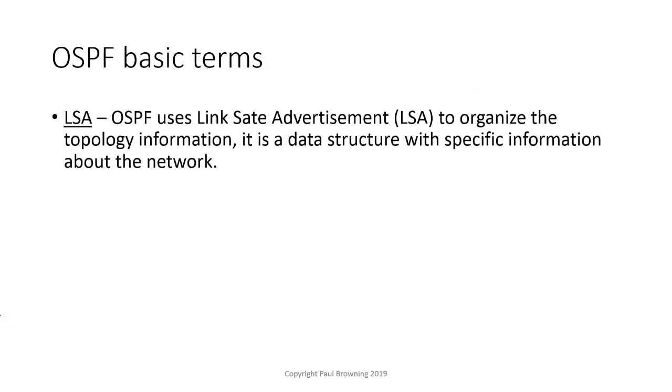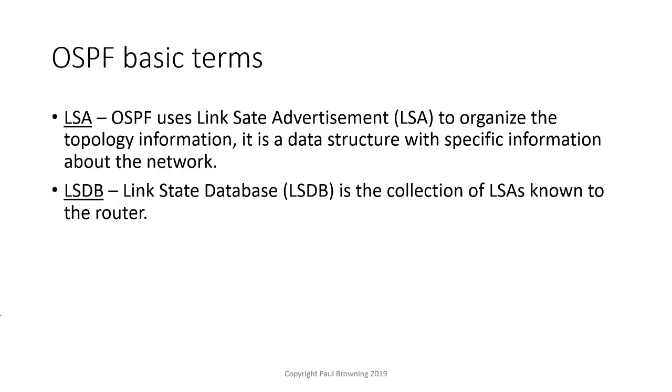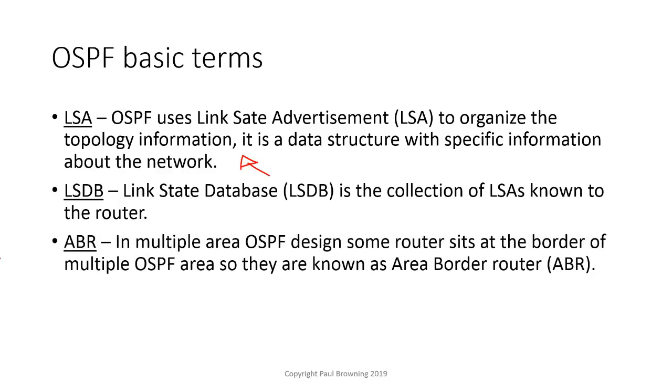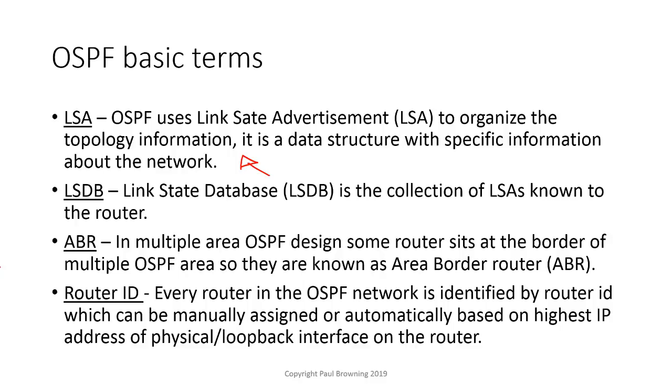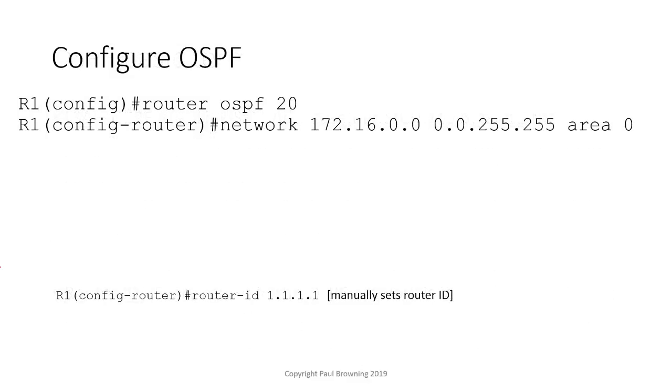Just a few terms. LSAs, I think it's in the syllabus, but you probably don't need to know much about it, so I've taken out a lot of this information. They're used to organize the topology, and it's a data structure. Your link state database is your collection of LSAs which are known to the router. Your ABR is an area border router. I'm not sure why I didn't put the full name. So it's a router that sits at the border of multiple OSPF areas. Your router ID I've mentioned, so it's normally the highest IP address of your physical or loopback interface if present.